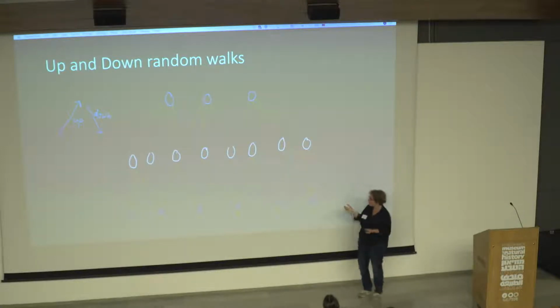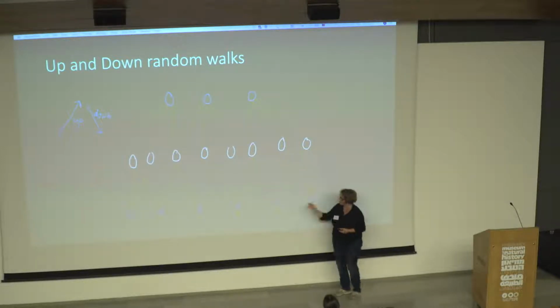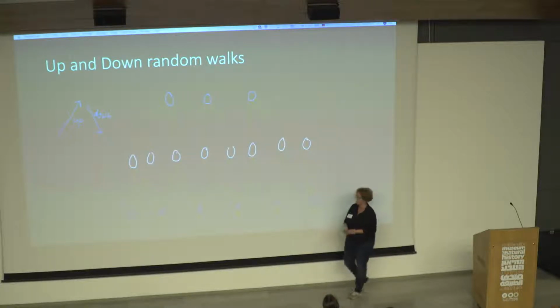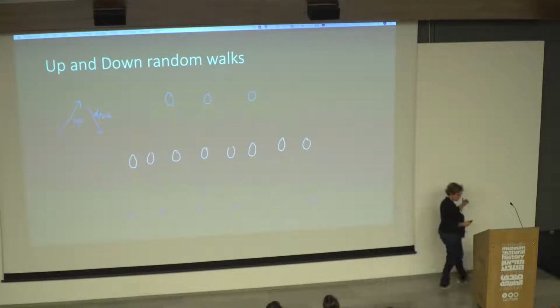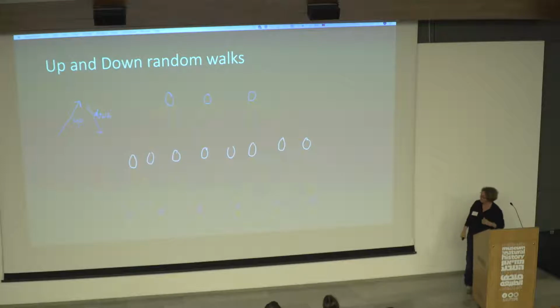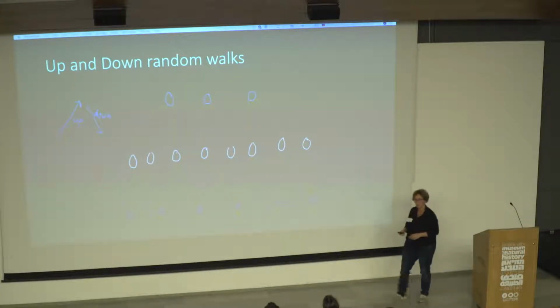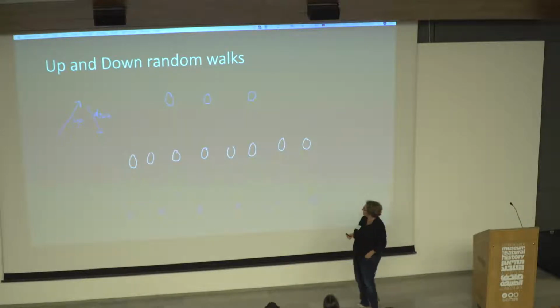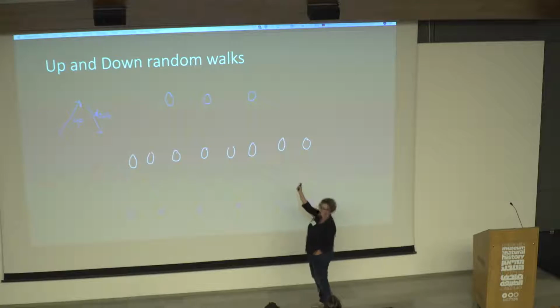So these are two different random walks, the down-up and the up-down. And I can do them from any layer. I can do them in any layer except the top layer. In the top layer, I don't know how to go up.